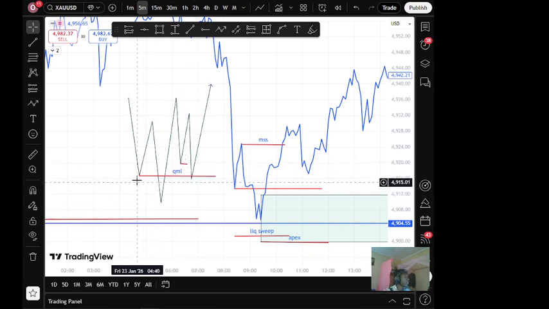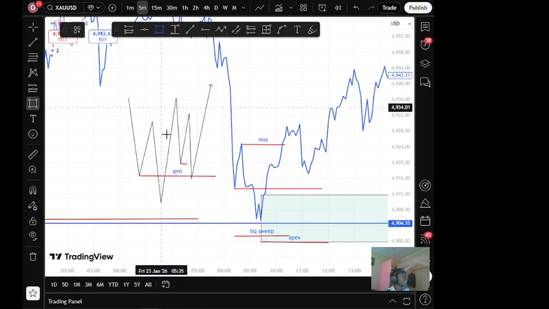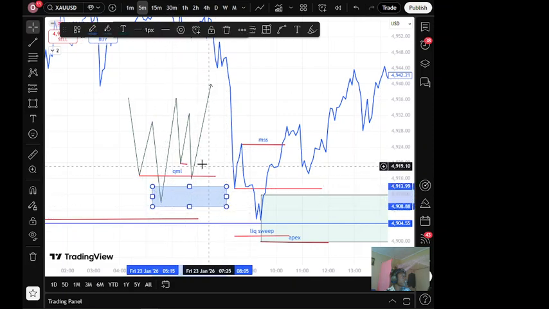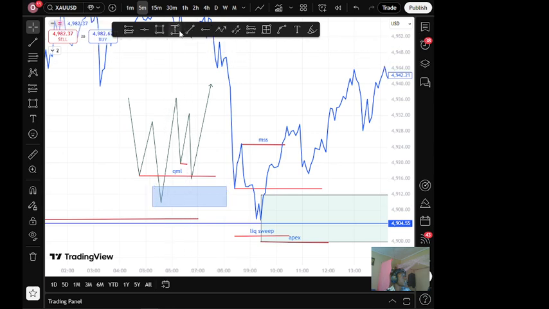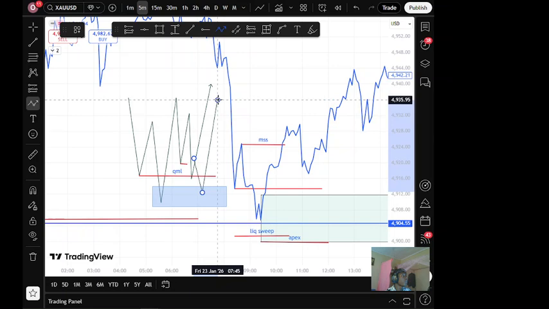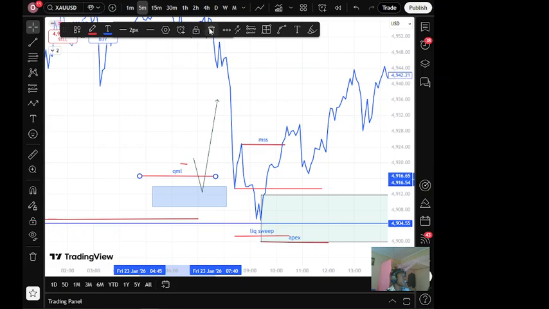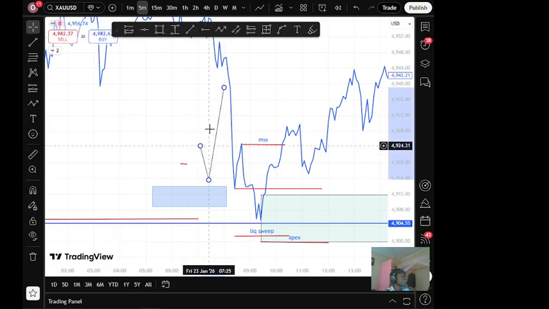So you might find that there is a QML, but there's no liquidity resting at this point. So you'll find that the price will just react at the order block at this zone here with a wick. The price reacts with a wick before pumping to the upside. Yeah, that's how I usually trade.